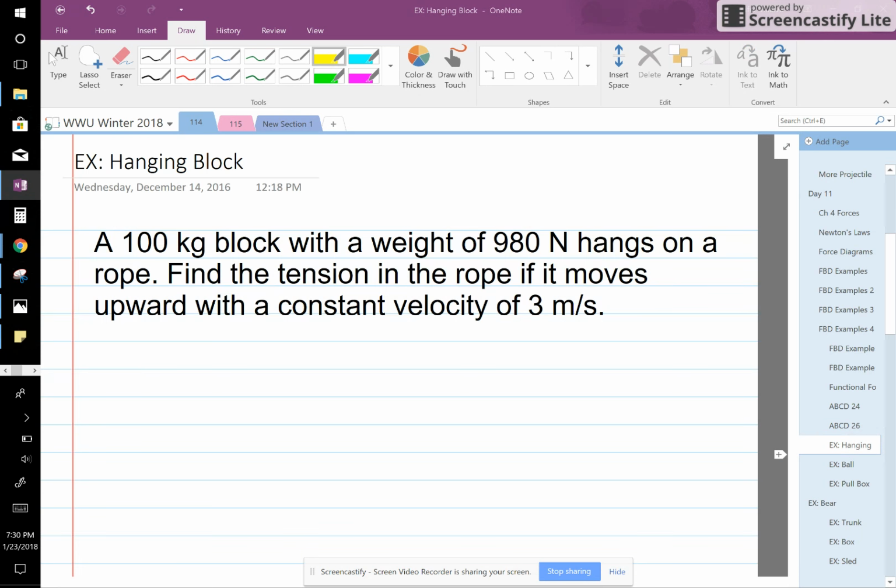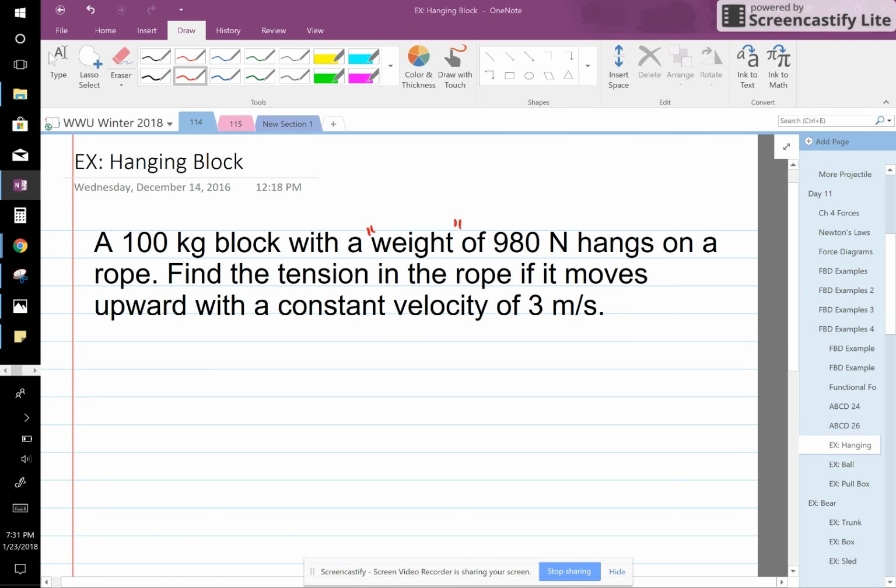All right, I think we can do one more before we run out of time here. So our first maybe full example, we have a 100 kilogram block with a weight, which I'm going to put in quotes, of 980 newtons hangs on a rope. Find the tension in the rope if it moves upward with a constant velocity of 3 meters per second.